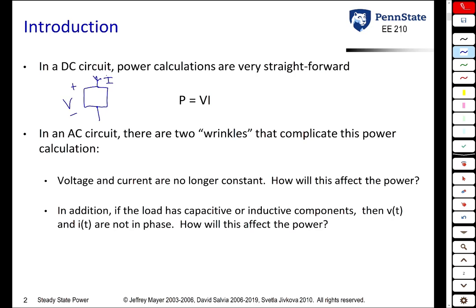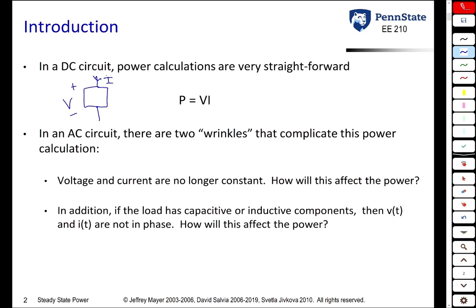We're talking about AC circuits now, circuits in sinusoidal steady state. So all the voltages and all the currents are going to be sinusoids. So we're going to see that there are two wrinkles that complicate this power calculation. First off, voltages and currents are no longer constants. They're going to be sinusoids, or in some cases not necessarily even sinusoids. They could be other periodic signals like square waves or triangle waves.